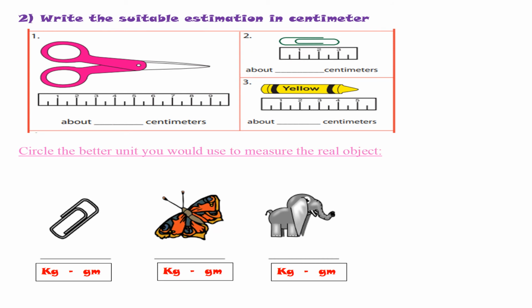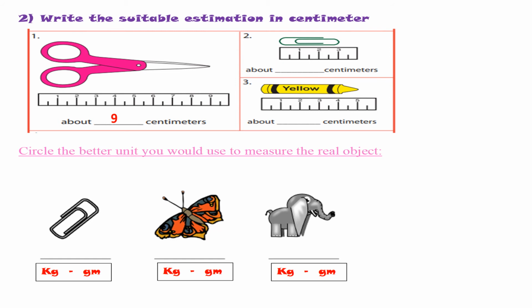Now we have these examples. Write the suitable estimation in centimeters. I need to know the length of this scissor. It starts from 0. This is 0. And stops at which number? At 9. So the length of this is about 9 centimeters.